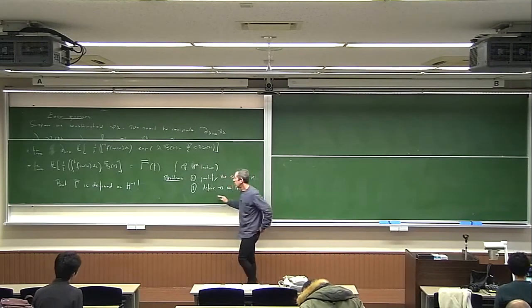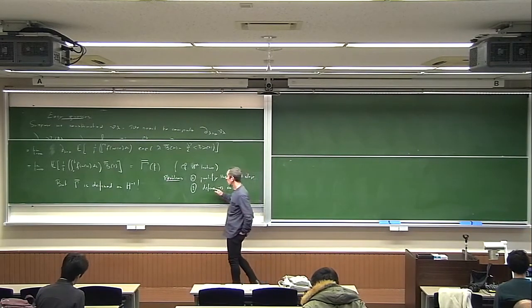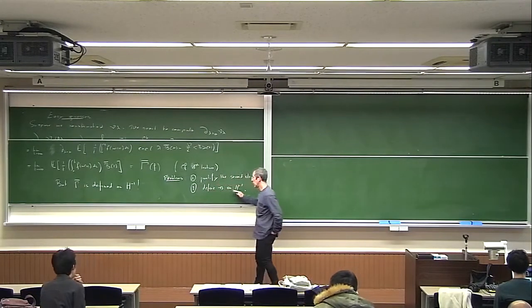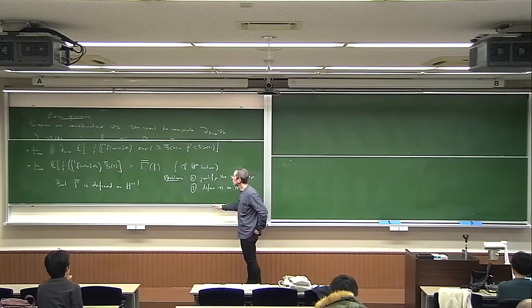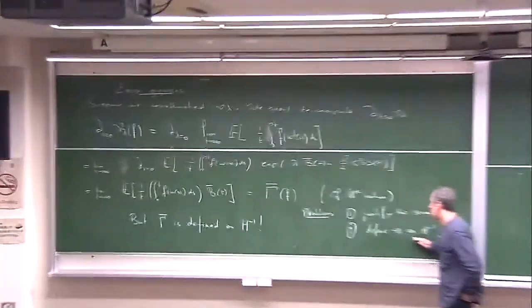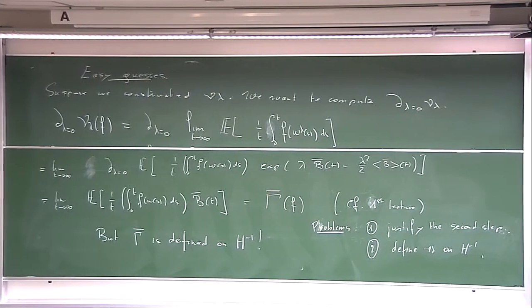So I resume from where we were, and now you see if we want to have any hope to make sense of this computation, then we have to take H-1 into account. So at that point, you might tell me, okay, then we should define the steady state on H-1, and then we should do this computation on H-1. Now, this is not what I'm going to do, because this is something I don't know how to do.